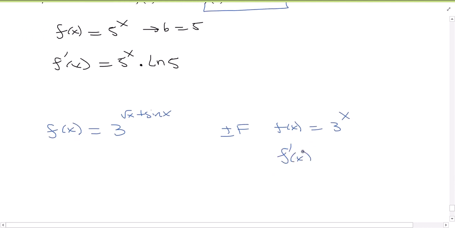F prime of x will be, you get the exponential back, so it will be 3 to the x times the natural log of 3. But now that's not just x, I have a function in there. So this is a composition, right? I don't have just x, so that means this function has been composed with something else. So that means we need the chain rule.